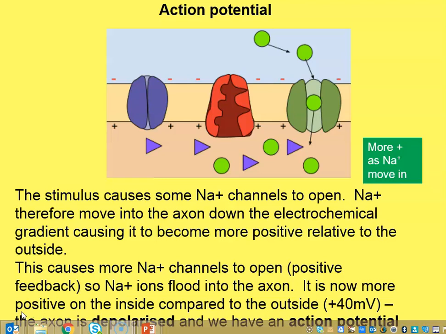So that causes loads and loads of sodium ions to flood into the cytoplasm, and because we've now got all these positive charges passing into the cytoplasm, it now becomes relatively more positive on the inside compared to the outside. So the charges have switched across the membrane, and at that point we say that the axon is now depolarized, and we call that an action potential.